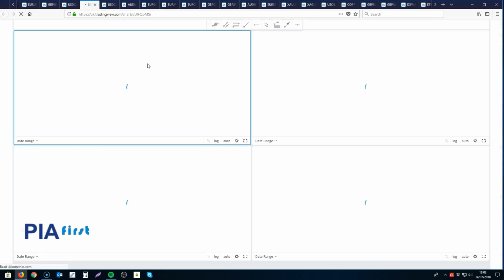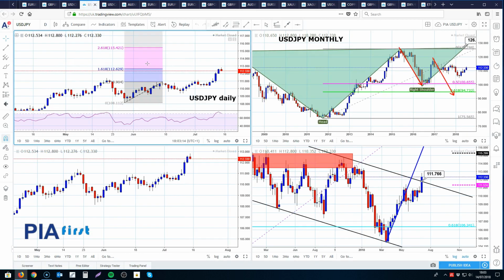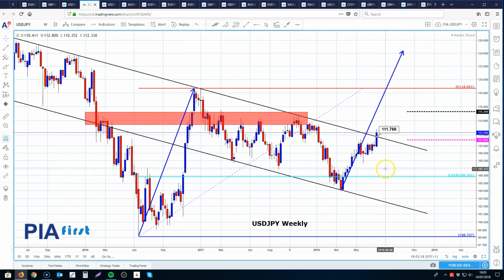Now, dollar yen, we've broken out of this monthly channel formation to the upside. Reverse trendline support going into next week is located around about 111.65. We've got our bespoke support at 111.32.